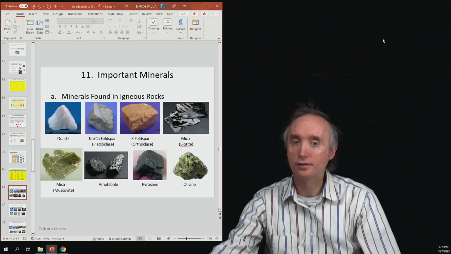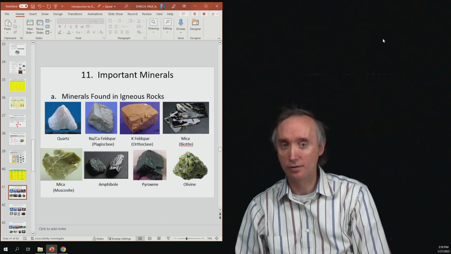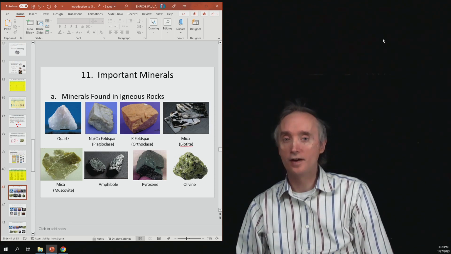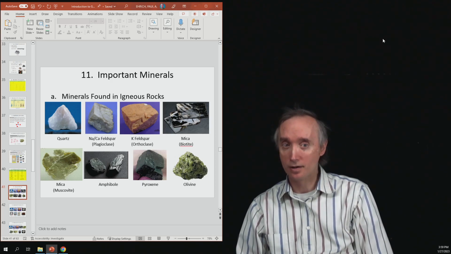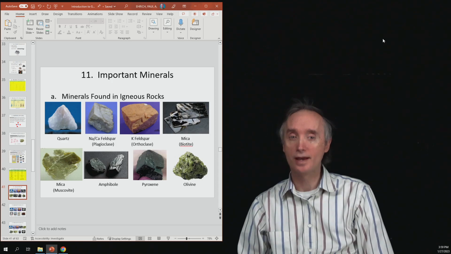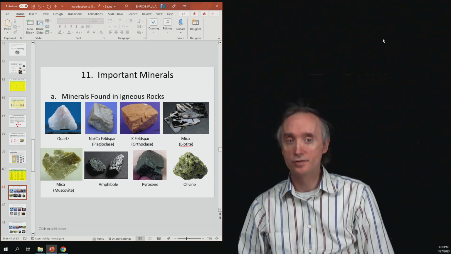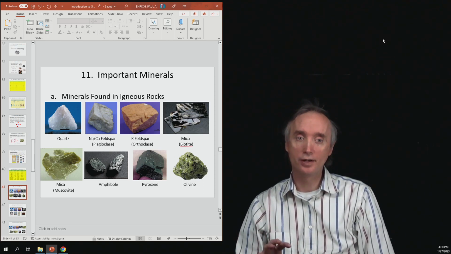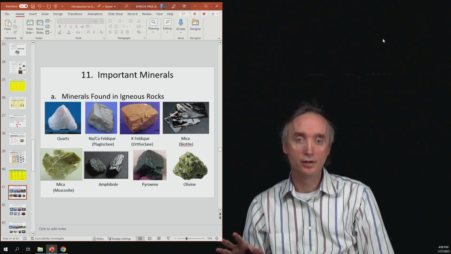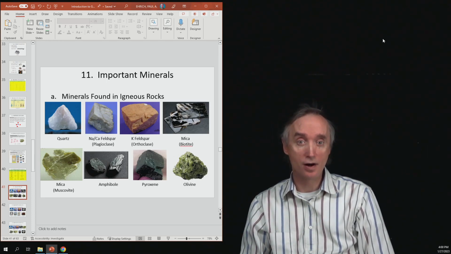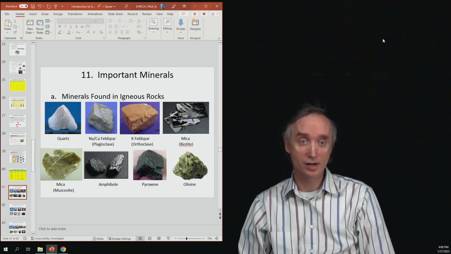Let's just look at some different kinds of minerals that are found in igneous rocks. So we haven't talked yet about igneous rocks, but igneous rocks come from a liquid melt, like magma or lava. And so these are some common minerals that you're going to find in igneous rocks. So at this point, don't worry about it yet, but when we get to the igneous rocks, you're going to notice that their composition is made of these kinds of minerals.